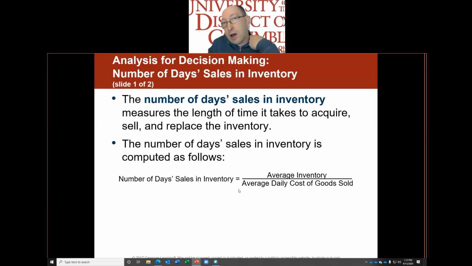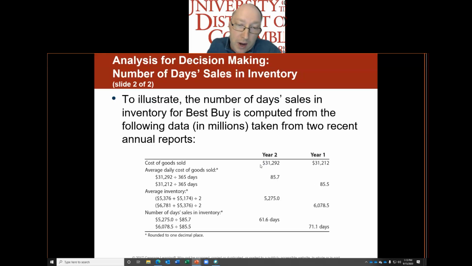Another ratio that we look at to understand how quickly we're turning over our inventory is the number of days sales in inventory. This measures how long it takes to acquire, sell, and replace inventory. To do that, we take our average inventory and divide it by our average daily cost of goods sold. To get your average daily cost of goods sold, you take your cost of goods sold and divide it by 365. To get your average inventory, again, you take your beginning balance plus your ending balance and divide by 2.